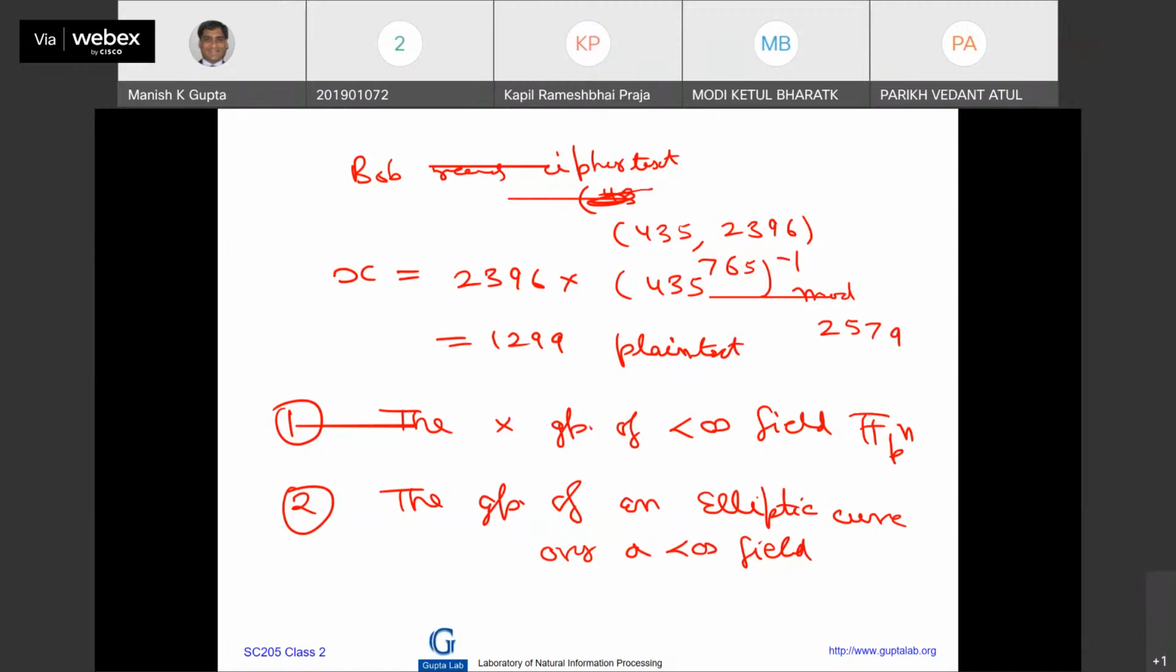Similarly, another group is that of an elliptic curve. So what is an elliptic curve? Are you familiar with parabola, hyperbola, ellipse, right? What is the basic property that you know about these curves? Or a circle even. For a circle, you know that x square plus y square is equal to r square, right? This is the equation of the circle.